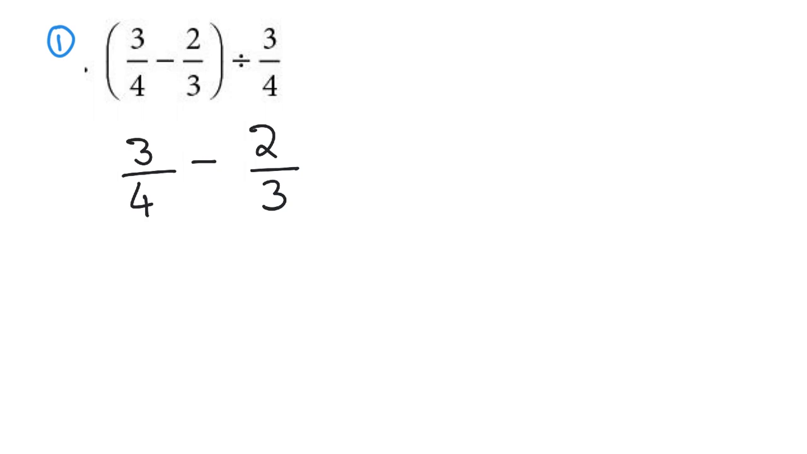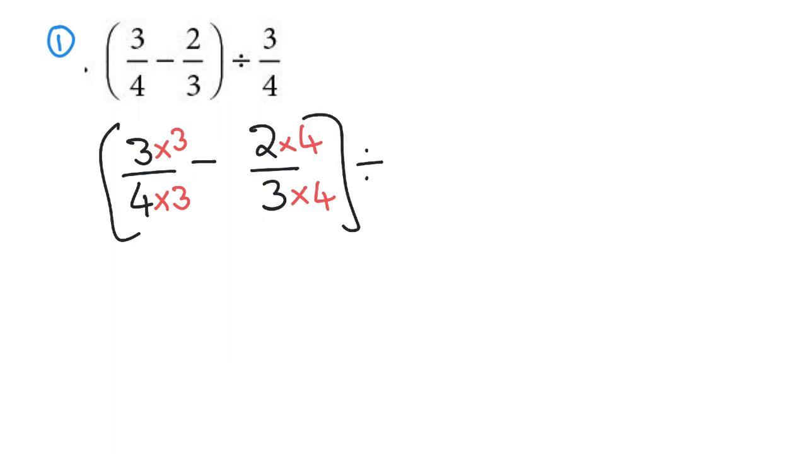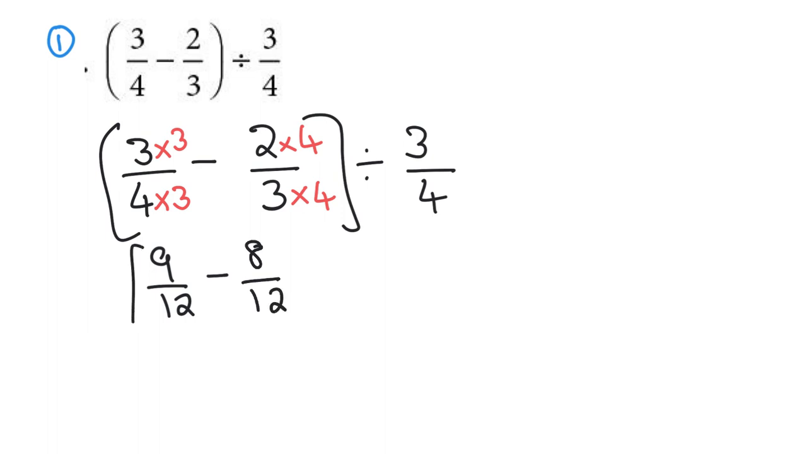Let's deal with this. In order to make the denominator 12, I can multiply this fraction with 3 and I can multiply this fraction with 4. And of course, the whole thing is divided by 3 over 4. Now, how will the new fraction look like? It's going to be 9 over 12 minus 8 over 12 divided by 3 over 4.